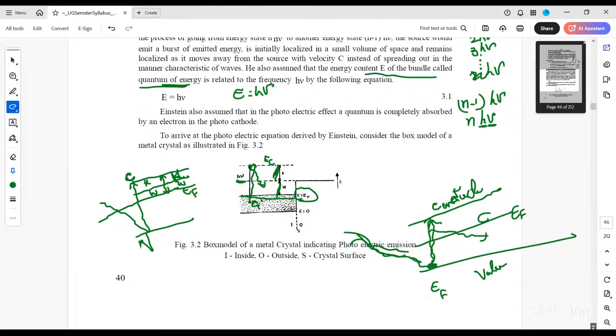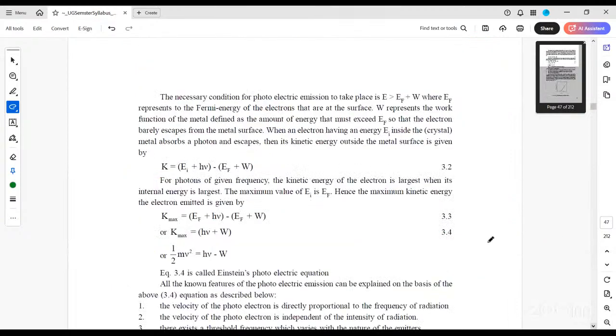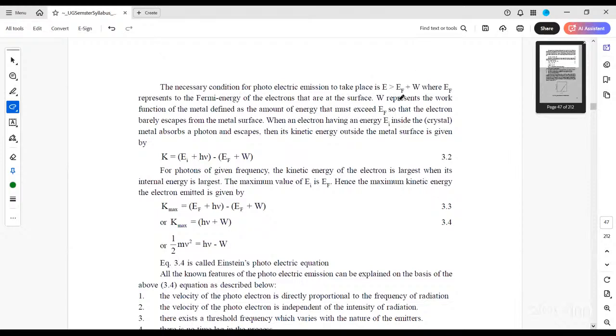Next, we will see that photoelectric emission is taking place. The photoelectric effect takes place when the energy is greater than the Fermi energy level plus work done, where EF is the Fermi energy level. What is EF? EF is the Fermi energy level. Now the energy inside is EI, and next I am writing the total kinetic energy. What is the total kinetic energy form?